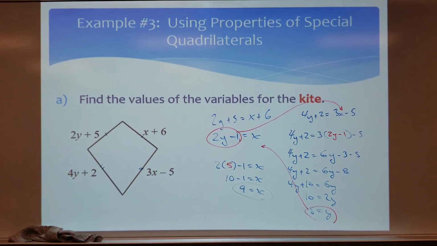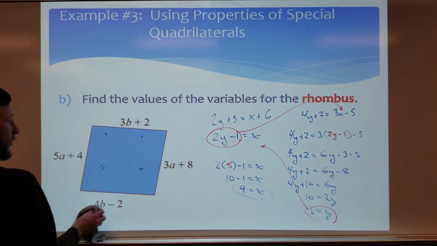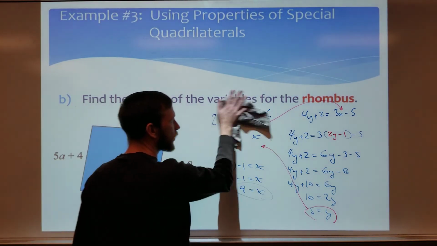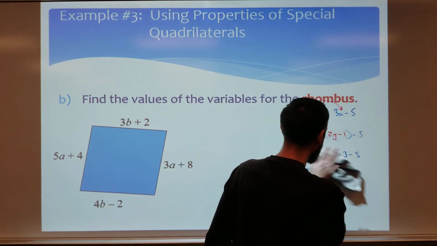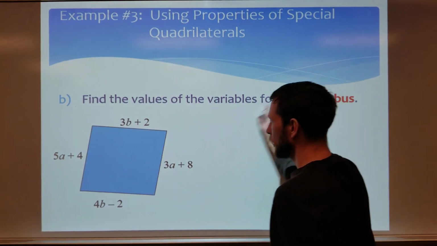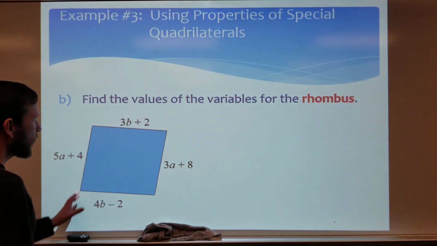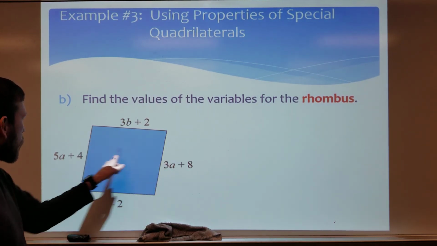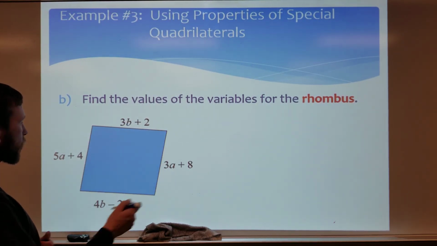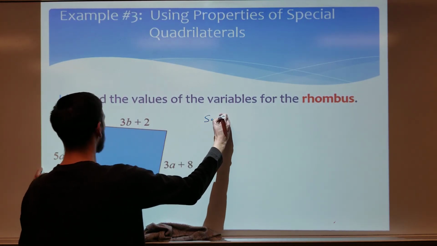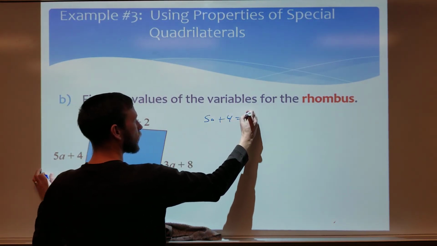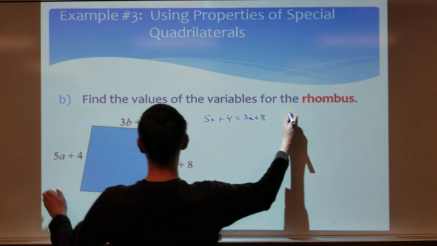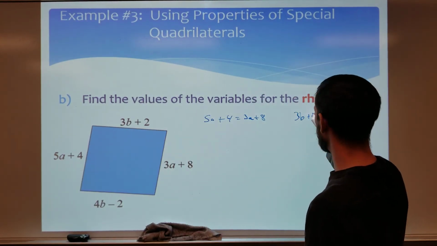All right. We can do the same thing with a rhombus, and this is what I want for you to be comfortable with. We can create equations very similarly. We know that they're all congruent to each other, so I could set these equal to each other, or these equal to each other, or those equal to each other. I think it makes sense if we do a simple equation with a's and a simple equation with the b's, just saying that the opposite sides are congruent.